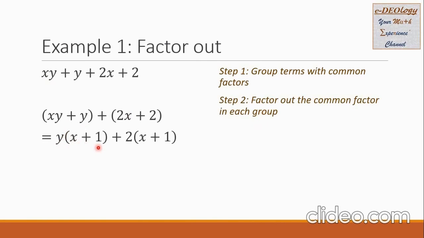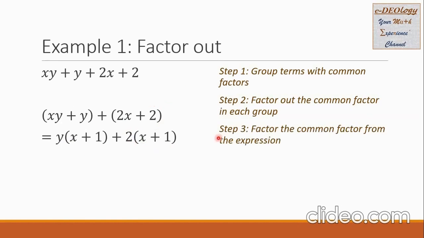plus 1. For checking, I'm going to multiply this y to this x, so I will get back the xy, and then y times 1 is y. So I'm sure that this is a correct factor for the first group. In the second group, the common factor is the number 2. So I'm going to bring out that number 2, and what remains inside is the x plus 1. So checking again, 2 times x is 2x, 2 times 1 is 2. So I'm sure that this is a correct factor for the second group.